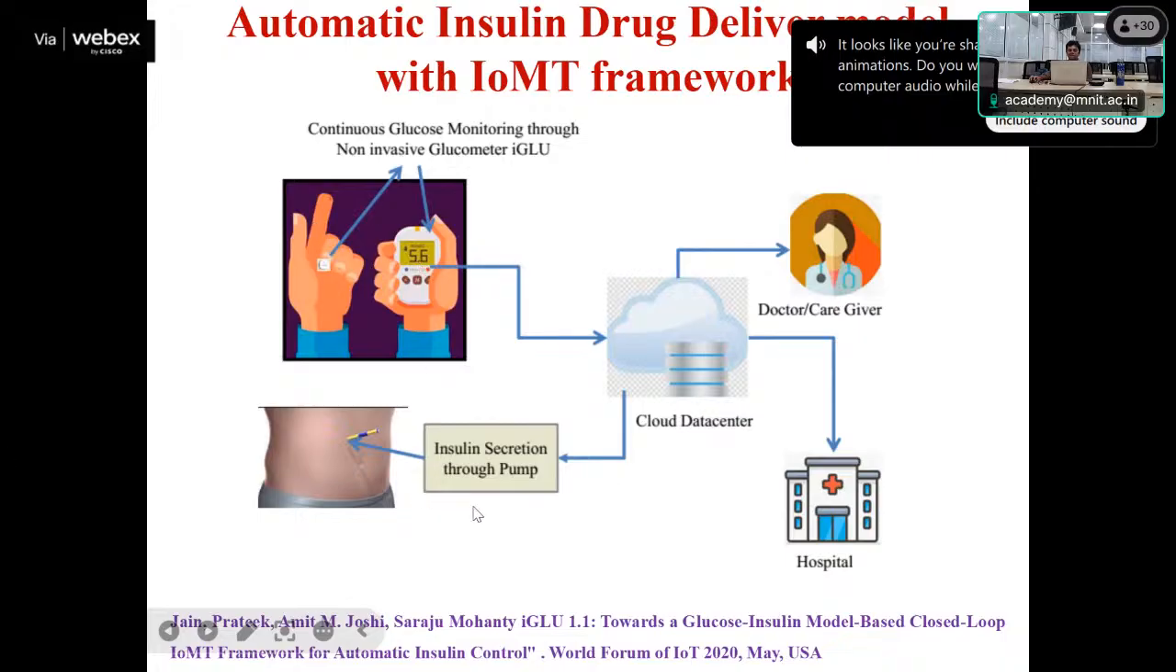So what we have done over here is that the iGlue is integrated with the insulin pump. Whatever glucose value is stored in the cloud, under the supervision of the doctor, the insulin dose is injected inside your body. So this will provide a closed loop solution, and that is very important in smart wearable technology.